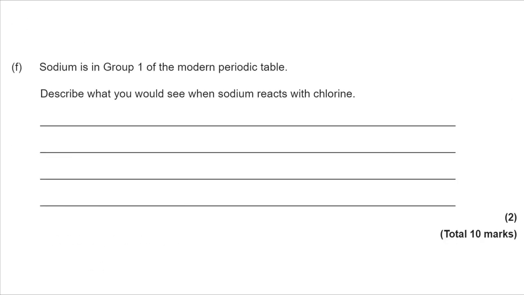On to part F and the final part of this question. Sodium is in group 1 of the modern periodic table. Describe what you would see when sodium reacts with chlorine. The key word here is see. It's physical observations. It's not about transfer of electrons. It's not about names of products. It's what you would see.